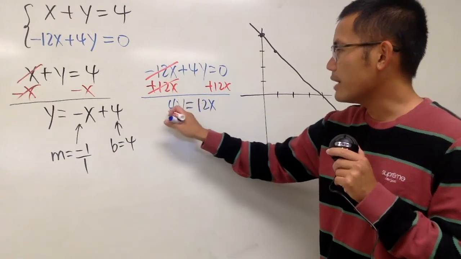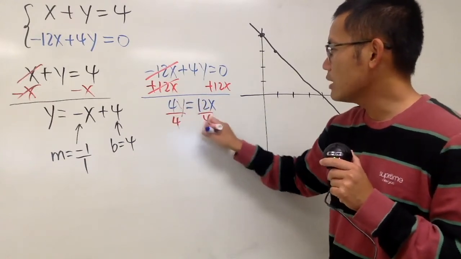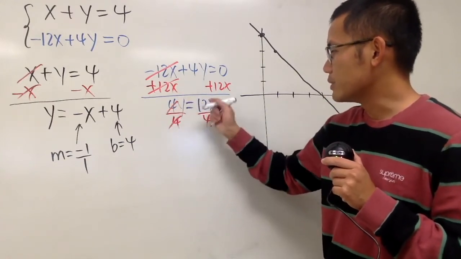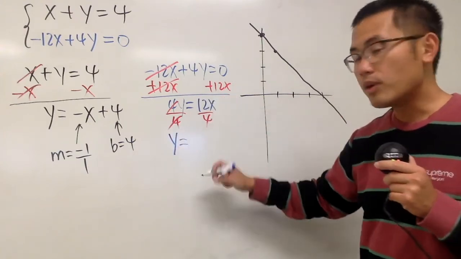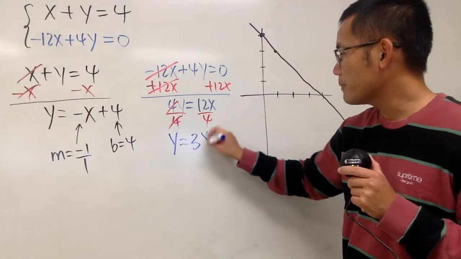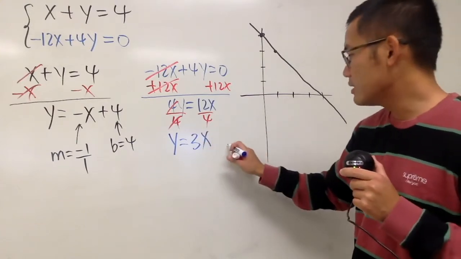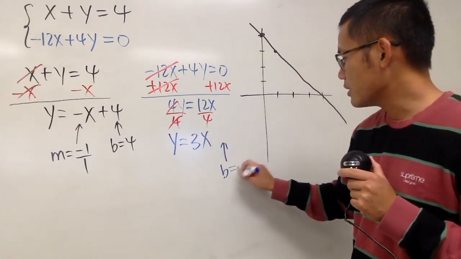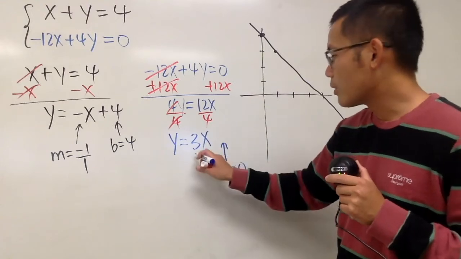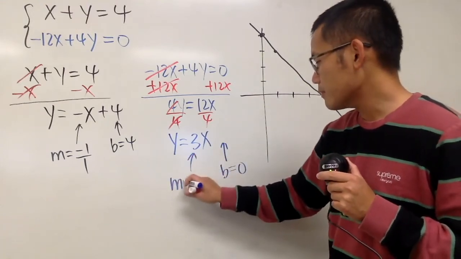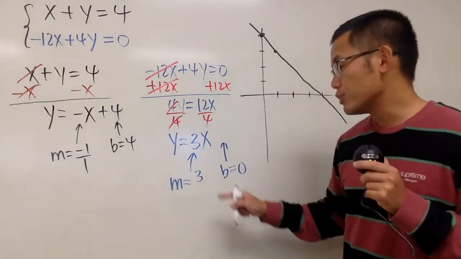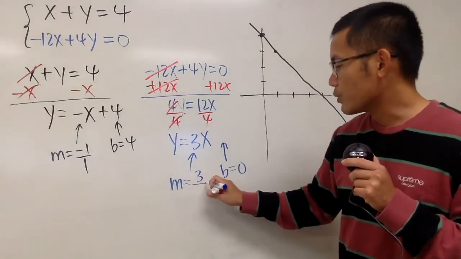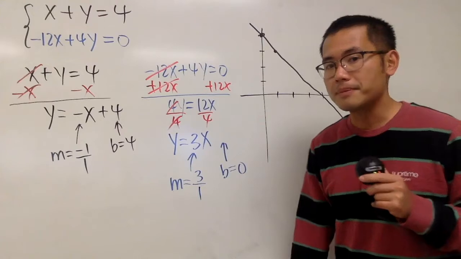Next, the y is not isolated. This is 4 times y, so divide both sides by 4, so they cancel. And finally, we see y is equal to 12 divided by 4 is 3, and then we have the x right here, and plus nothing. So this means our b is technically 0, and our slope is 3. But again, when we're trying to graph, be sure we look at the slope as a fraction, so we will just say that's 3 over 1.